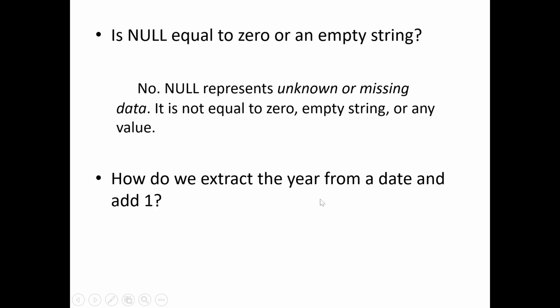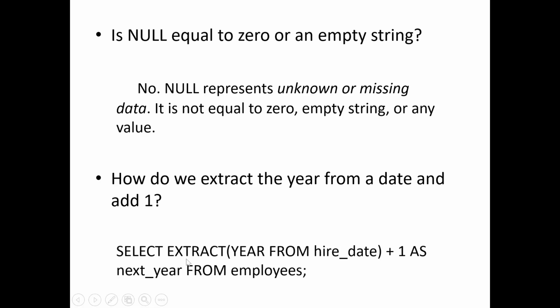How do we extract the year from a date and add one? We use the extract function, year from hire date, and then we add one, to get the next year from this employee table.